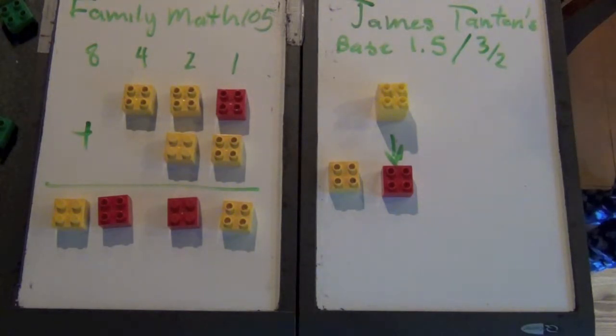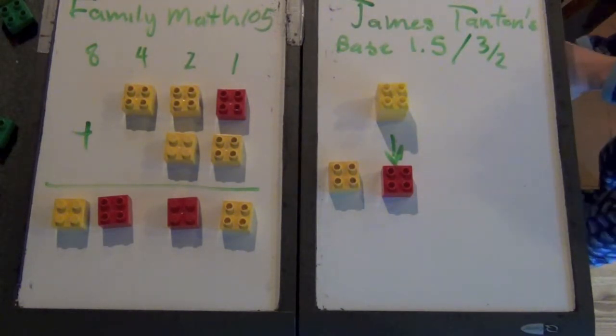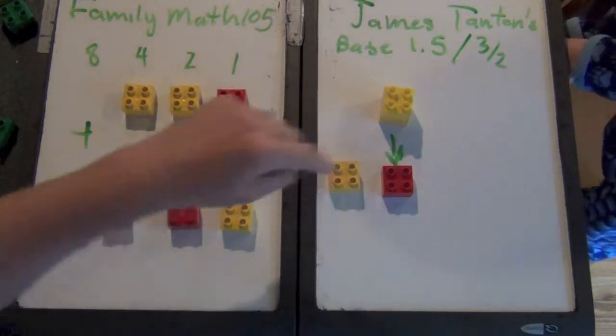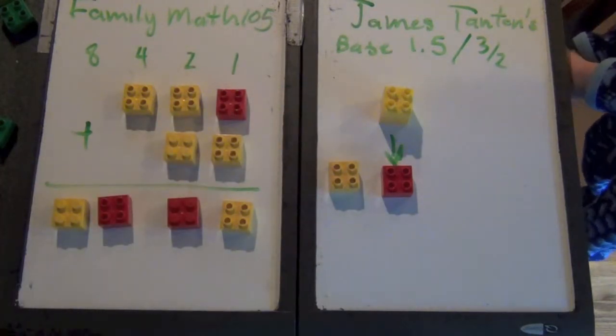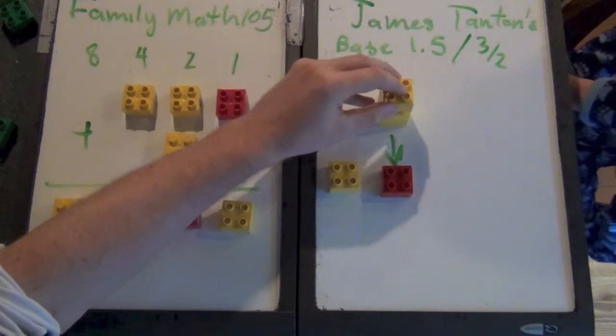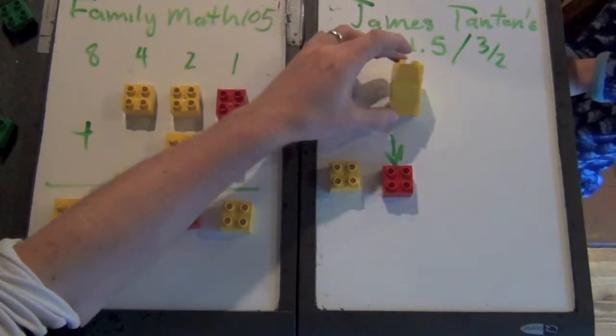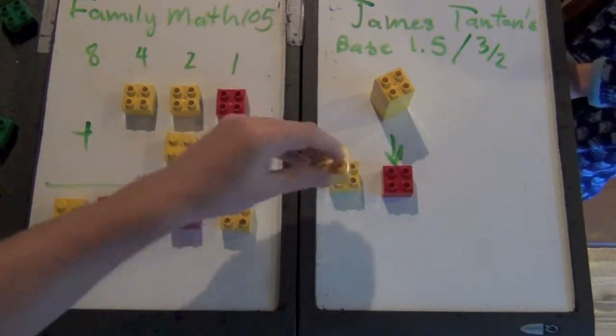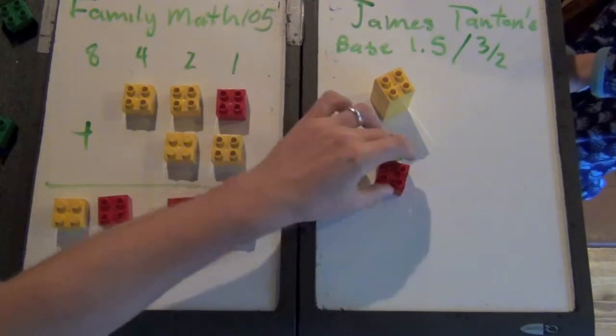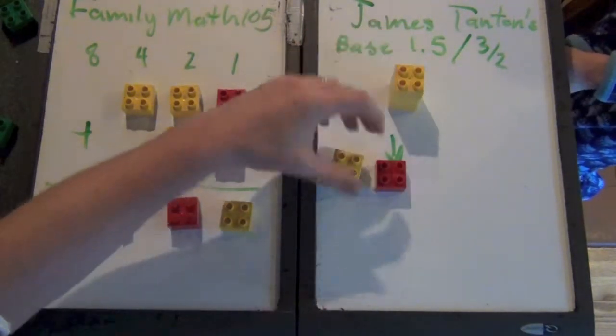But James Tanton has a really cool, different version of this. Okay, are you ready? He says we're going to do the same thing, but our rule, instead of 2 turning into a 1 0, he's going to say, here's a new rule. 3 of them, hopefully that you can see that, 3 turns into a 2 0. And he says this represents base 3 halves.